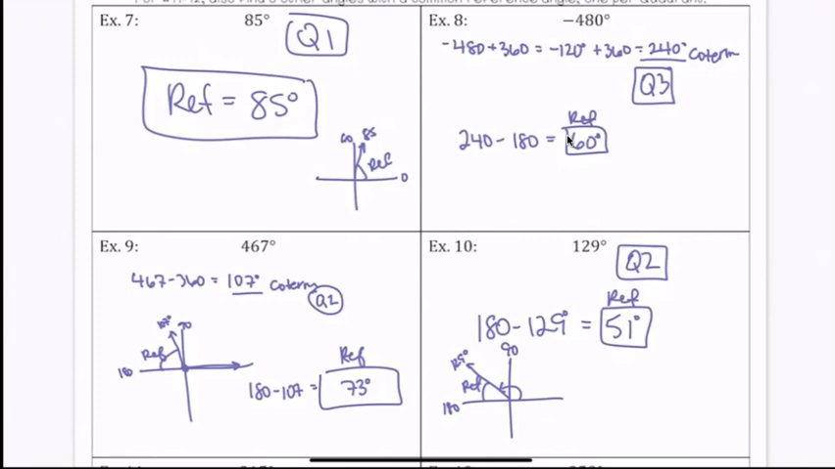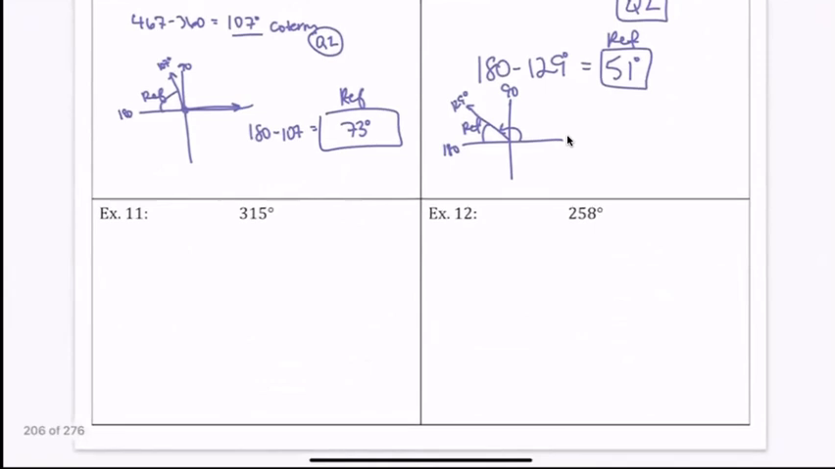And then number 9 was at 467. That's way too big. So we subtracted the rotation until we got to a positive number between 0 and 360. We got 107. That is in quadrant 2. According to the shortcut at the top, I do 180 minus quadrant 2, and that will end us up with 73 degrees.